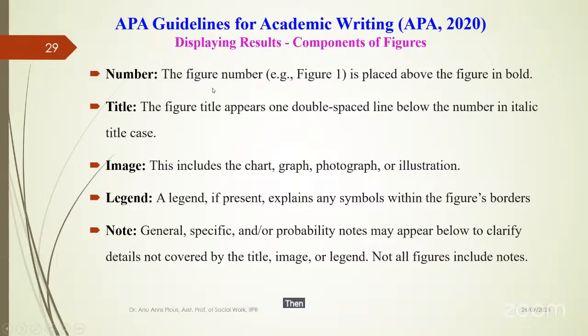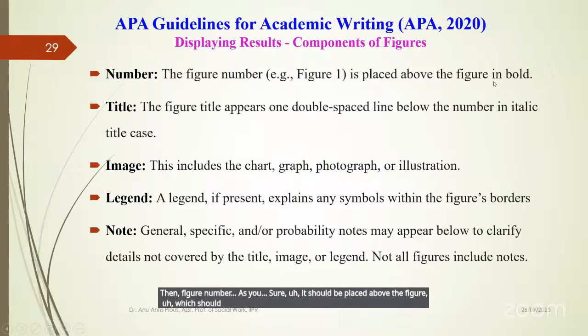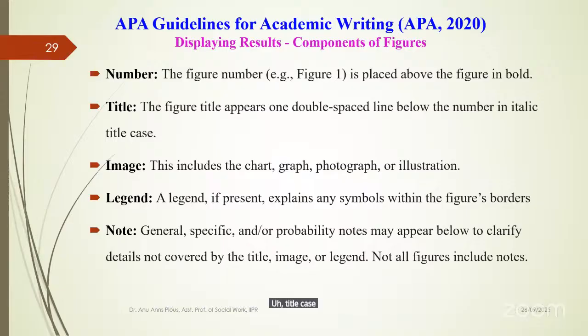Then figure number, as usual, should be placed above the figure, written as Figure 1, and it should be in bold, similar to the table number. Similar to the table title, the title of the figure also should appear one double-spaced line below the figure number, and it should be in italic title case, with no need for bold. So the rest is all common.